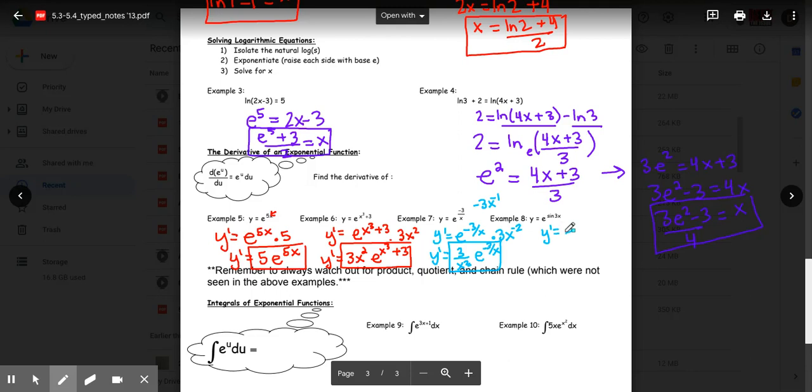So for example 8, keep it the same times the derivative of the power. Now the derivative, because of the inside here. So derivative of sine is cosine.